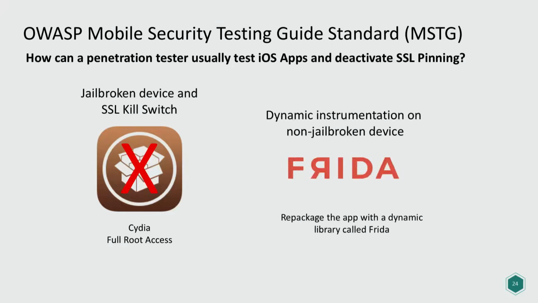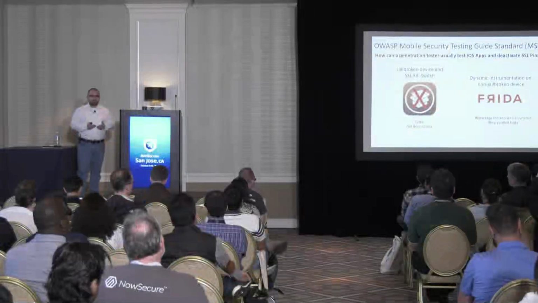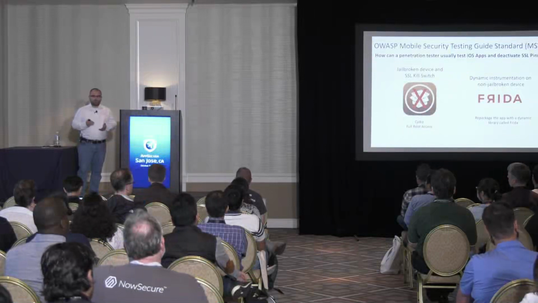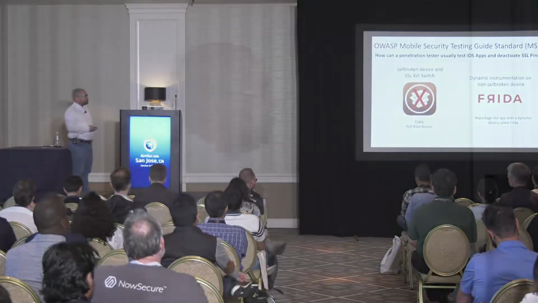The alternative that we have at the moment is using a library called Frida, and with Frida we can use so-called dynamic instrumentation. The awesome thing is that we can actually do it on a non-jailbroken device. The approach for this is that we repackage the IPA with this library, then we install the app, we start it in debug mode, and then it's possible for us to, for example, disable things like SSL pinning. So let me show you a quick demo of this.